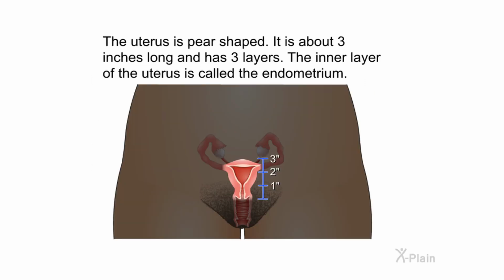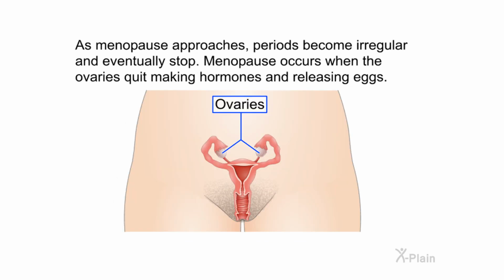The uterus is pear-shaped. It is about 3 inches long and has 3 layers. The inner layer of the uterus is called the endometrium. As menopause approaches, periods become irregular and eventually stop. Menopause occurs when the ovaries quit making hormones and releasing eggs.